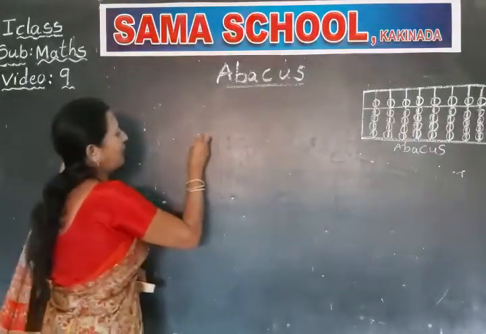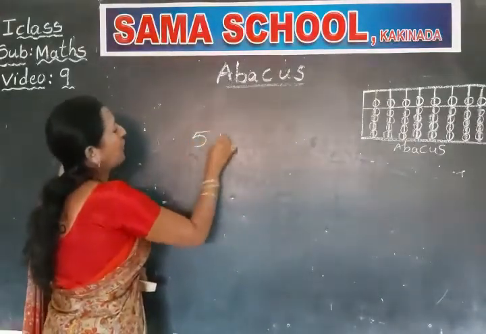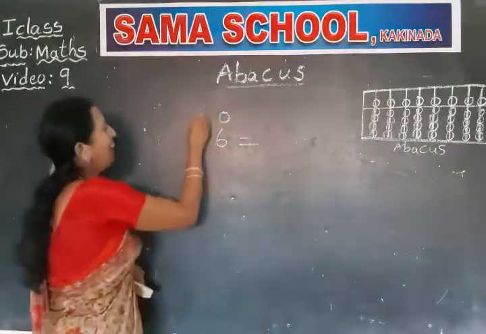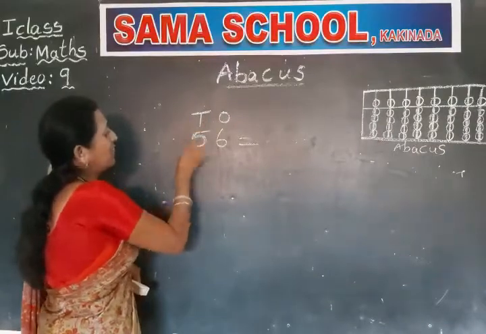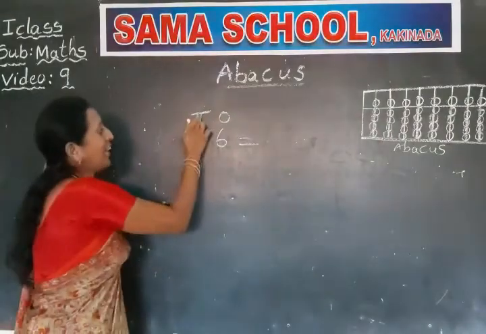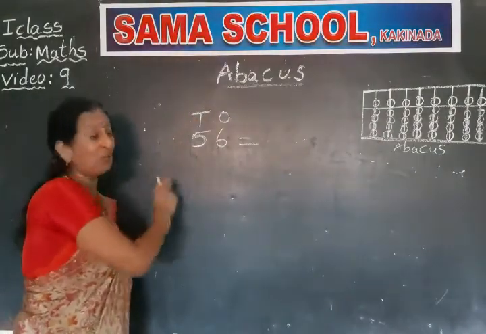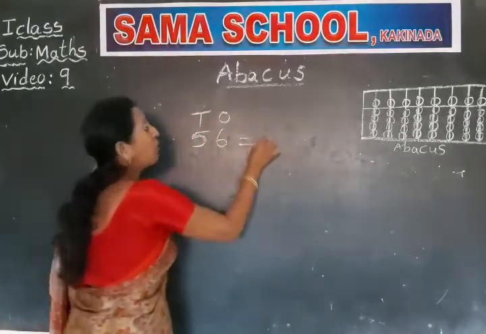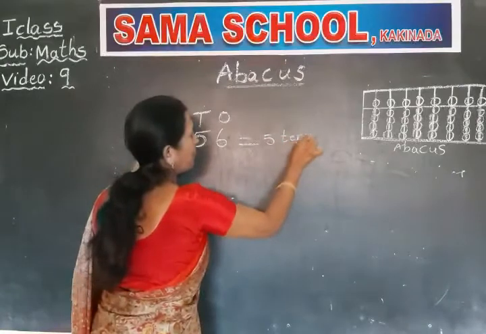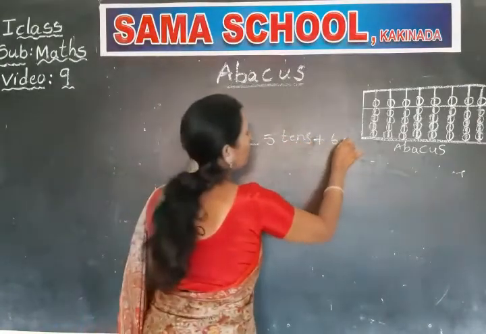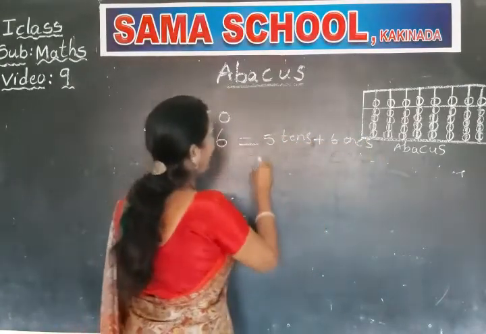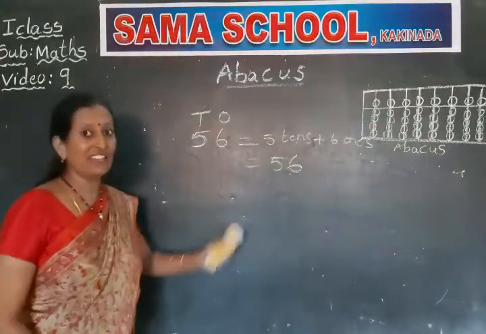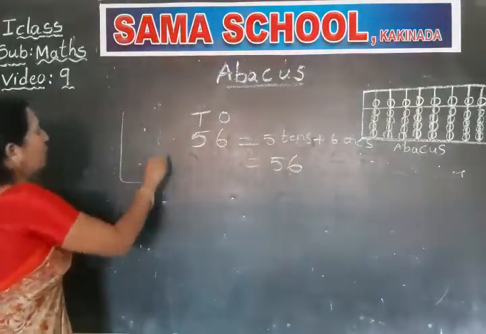See here, I will give the next one. Here 56 is there. This is the ones place and this is the tens place. In the tens place what is the number? 5, and the ones place is 6. So here what do we give? 5 tens plus 6 ones. That is the answer, 56.